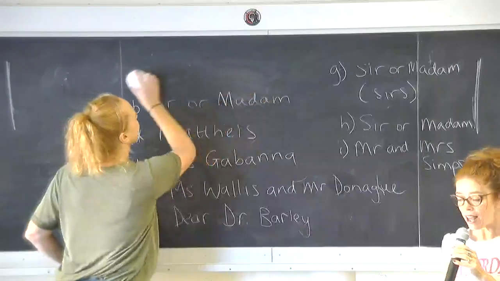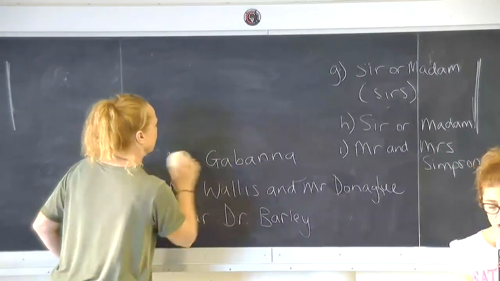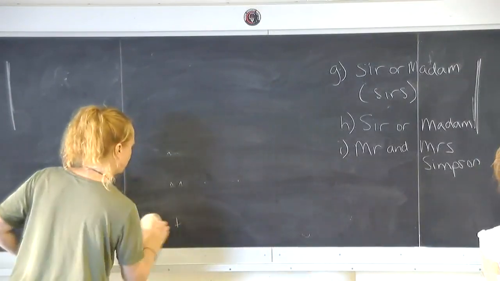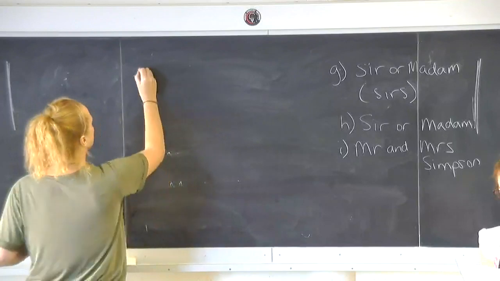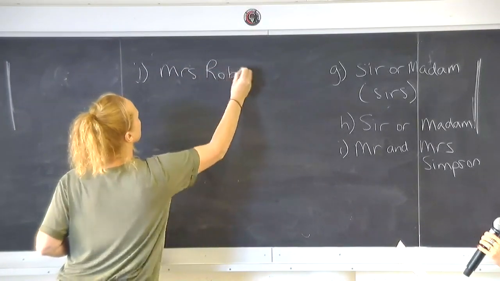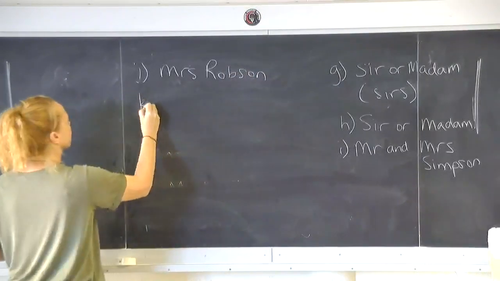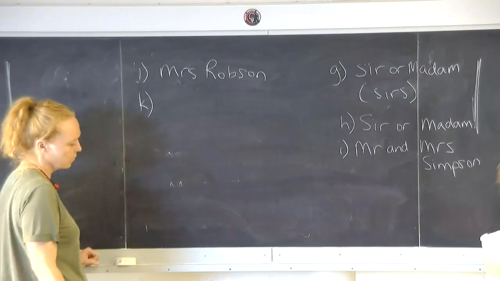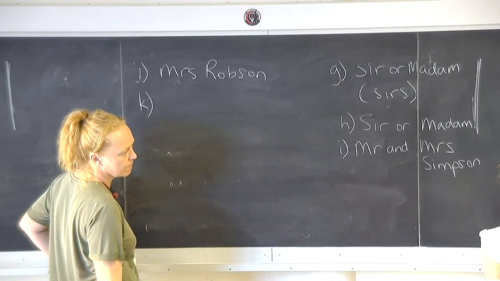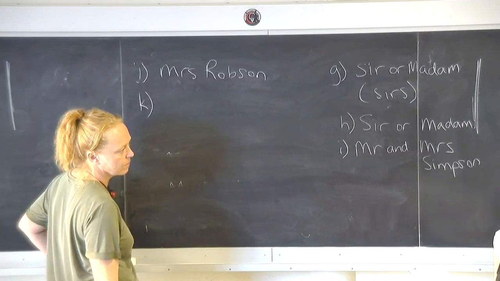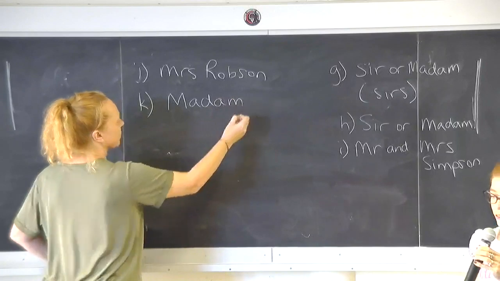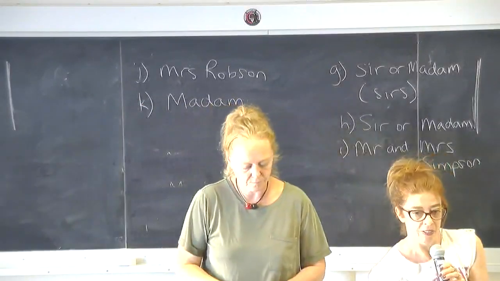J. Bella Robson. You know she is married and she uses her married name. Dear Mrs. Robson. And the last one, K. Owner of Links Limited. You know it's a woman, but you don't know anything else about her. Dear Madam. You've got no other information about her.